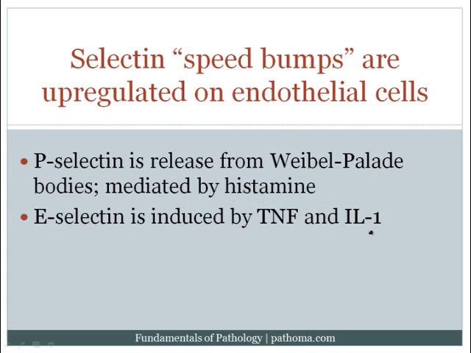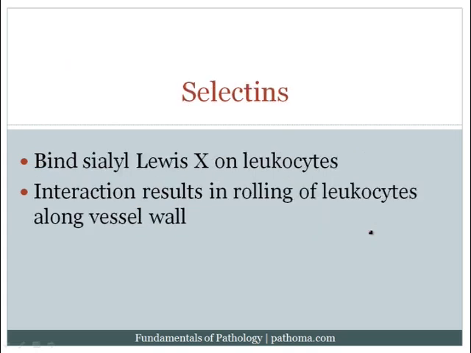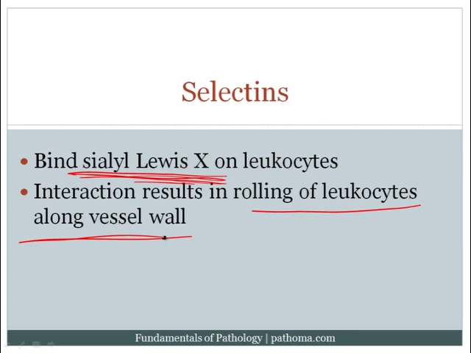Now, beyond the upregulation of selectin on endothelial cells, it's important to note that the selectins are actually going to bind a molecule on the leukocytes, on the neutrophils, which is Sialyl-Lewis X. We do have to know that molecule. So it's Sialyl-Lewis X that is going to specifically bump into the selectins and allow for the rolling of the neutrophils. Now, this interaction results in rolling of the leukocytes along the vessel wall, as I've already explained, which then slows down the neutrophil.